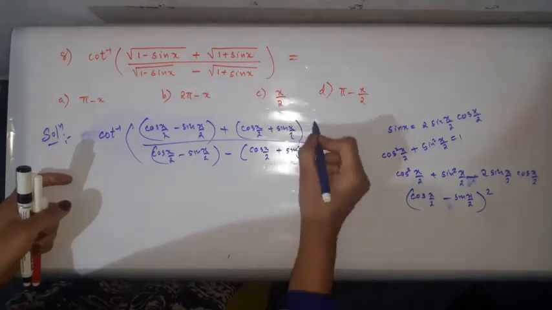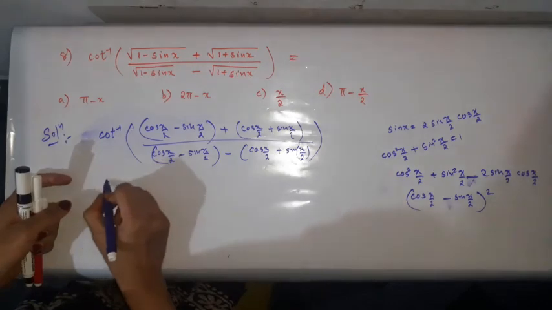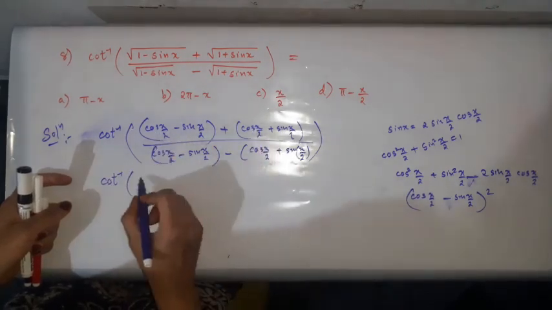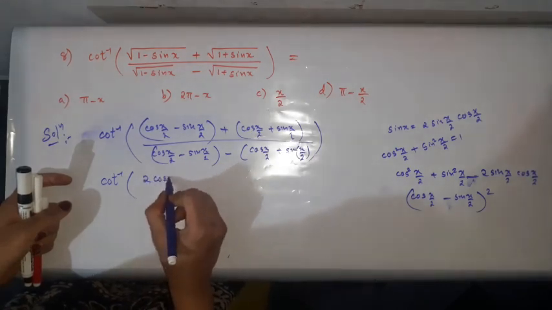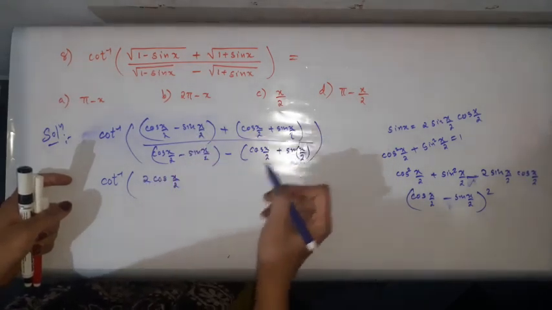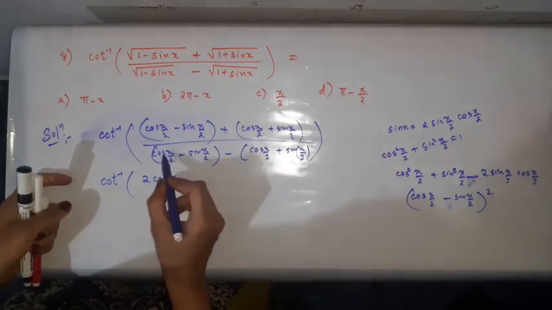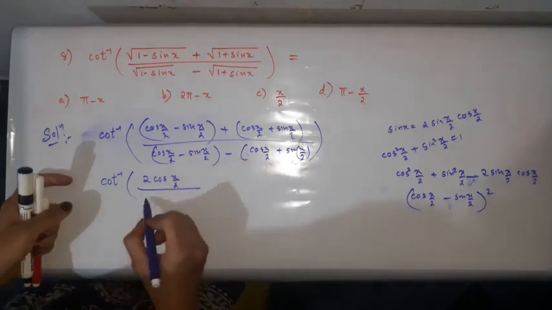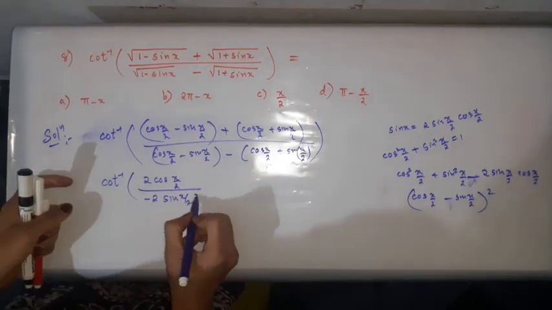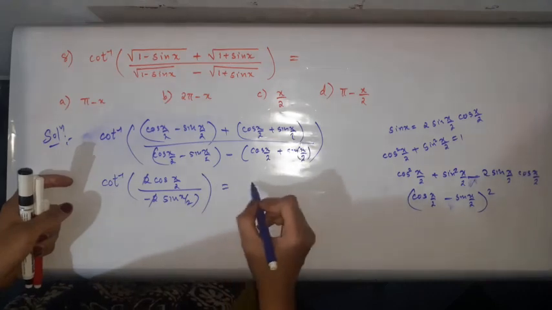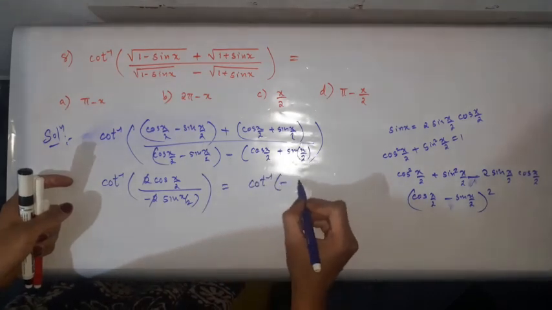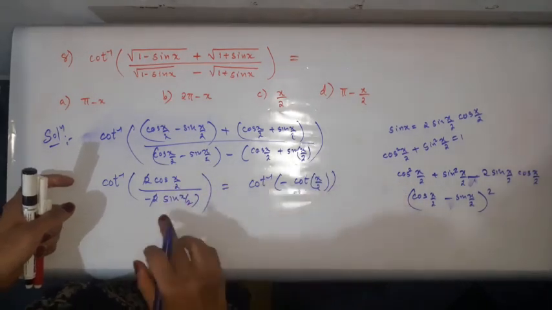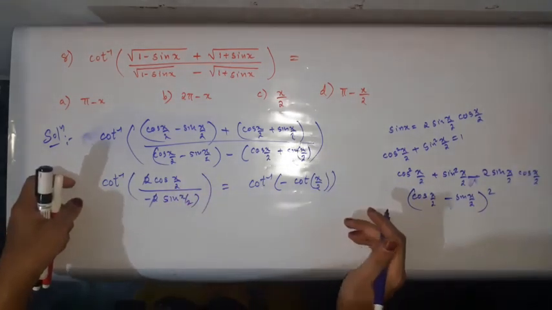Now all you need is to add the numerator and add the denominator. It is cot inverse of, you see that cos x by 2 plus cos x by 2 makes it 2 times cos x by 2. Sin x by 2 minus sin x by 2 gets cancelled. Here also cos x by 2 minus cos x by 2 gets cancelled, but here it is minus 2 times sine x by 2 in the denominator. You see that this 2 is also getting cancelled. You have cot inverse of minus cot x by 2, because cos x by 2 divided by sine x by 2 makes it cot of x by 2.